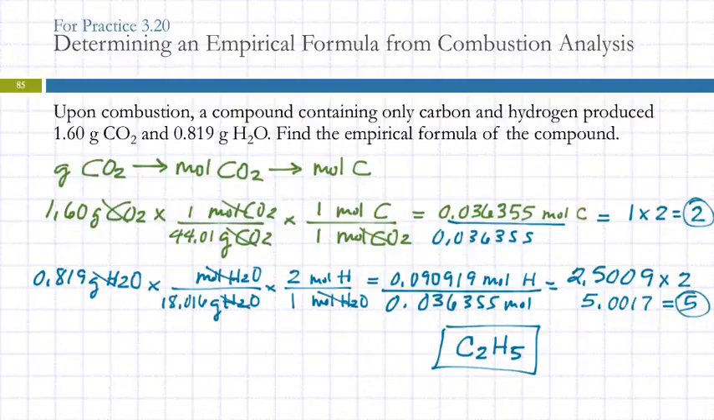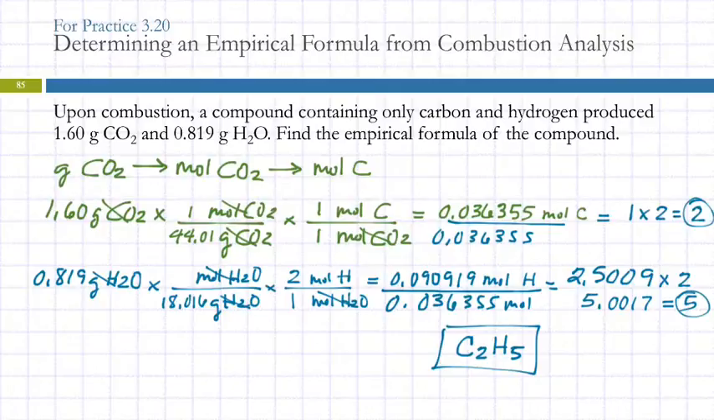Yes? Why did you multiply by 2? Why did I multiply by 2? Good question. This number, 2.5, is not close enough to a whole number, and so I need to multiply it by something to get a whole number. So if I multiply that by 2, I get 5.0017, which is close enough that I can round it.